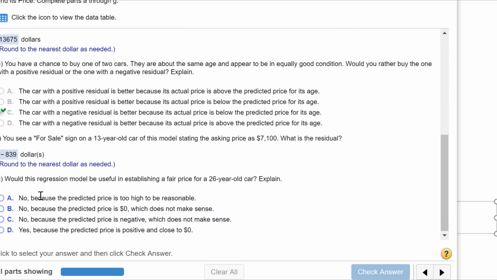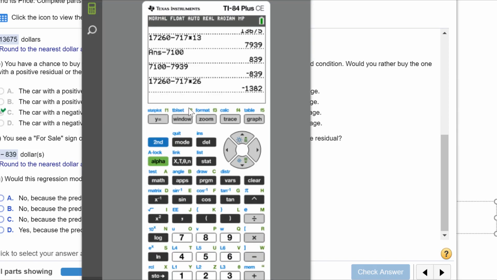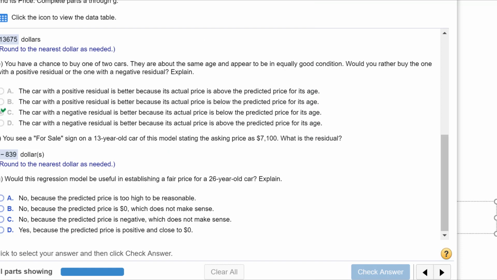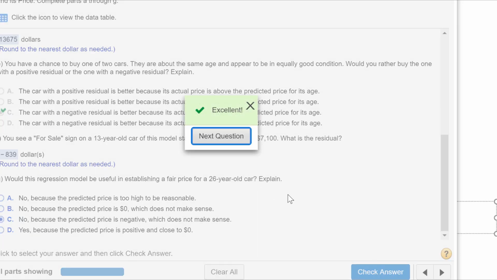Okay, would this regression model be useful in establishing a fair price for a 26-year-old car? When I try to use that model for a 26-year-old car, I get a negative value, so that doesn't make a lot of sense. You wouldn't pay somebody to take your car, although maybe it could make sense. But in reality, these linear models don't always stay linear as you go out to larger values. So no. The predicted price is negative, which does not make any sense. Okay, well, I hope that helps.